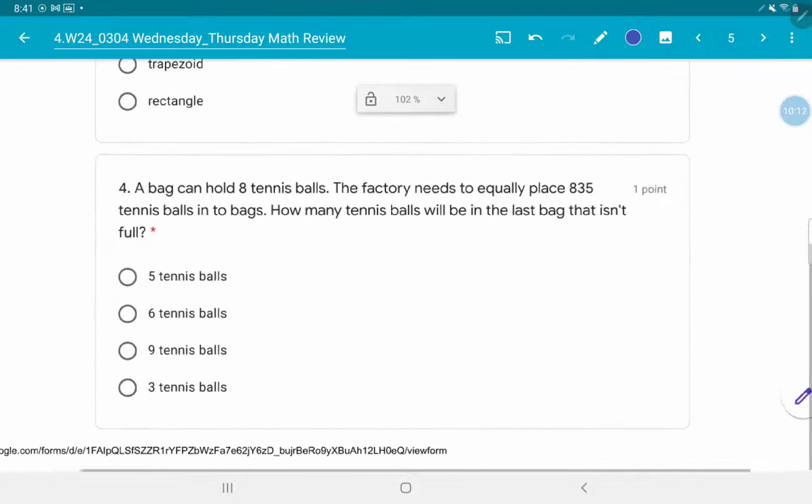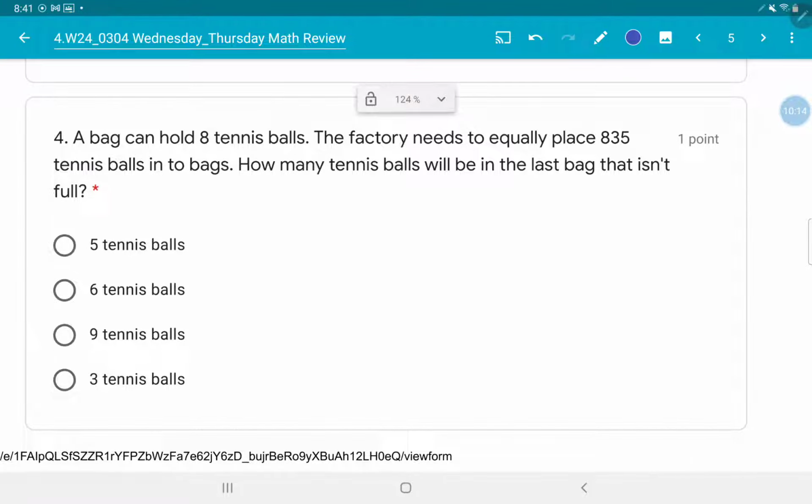Let's look at number 4 here. It says a bag can hold 8 tennis balls. The factory needs to equally place 835 tennis balls into bags. How many tennis balls will be in the last bag that isn't full? What are we going to have to do to solve that problem? Ainsley? 835 divided by 8. Very good. We've got to divide 835 into 8 equal groups or bags of 8.